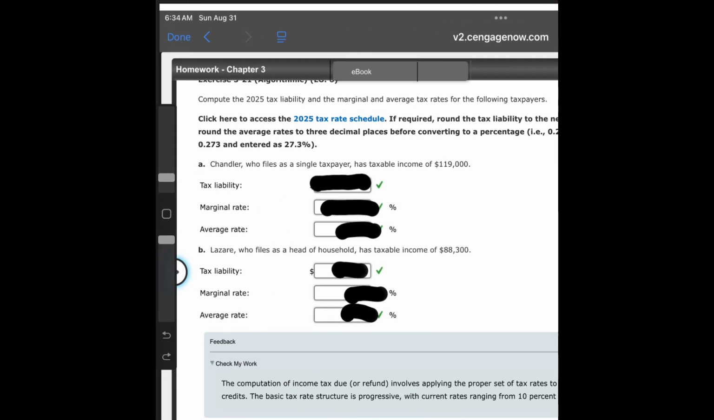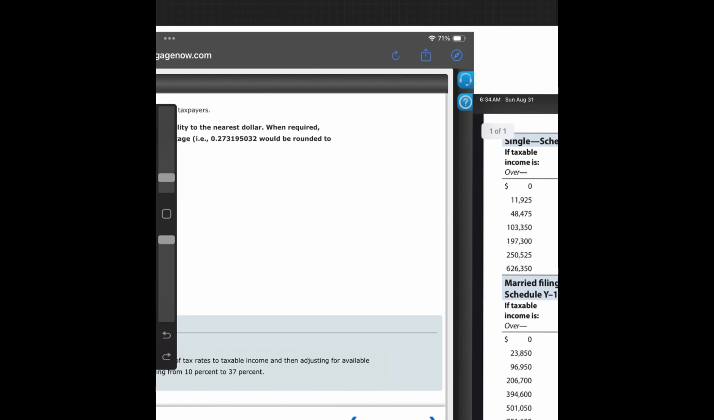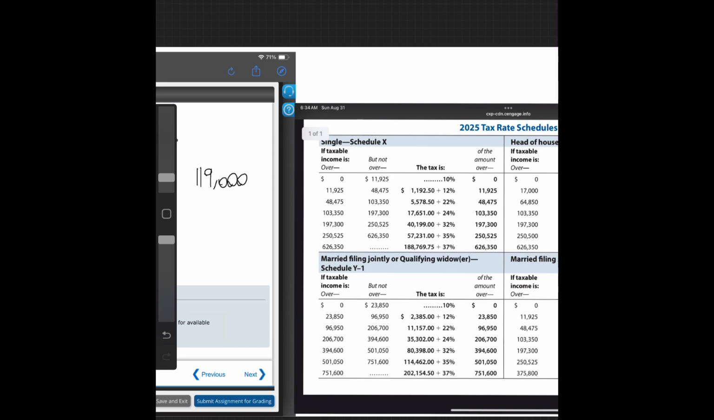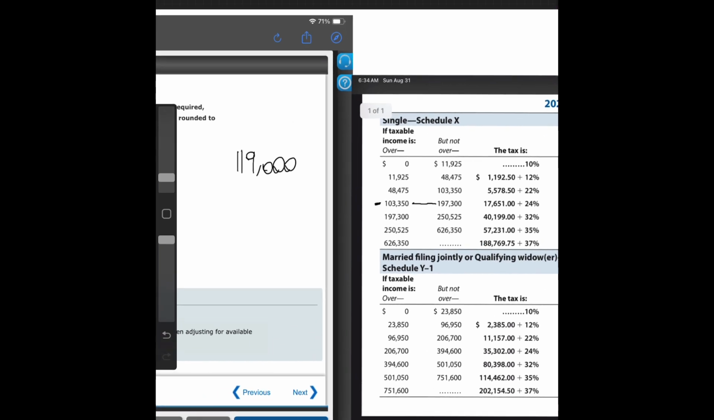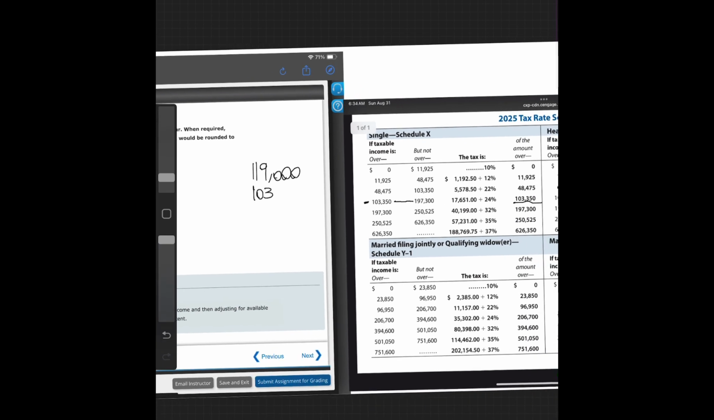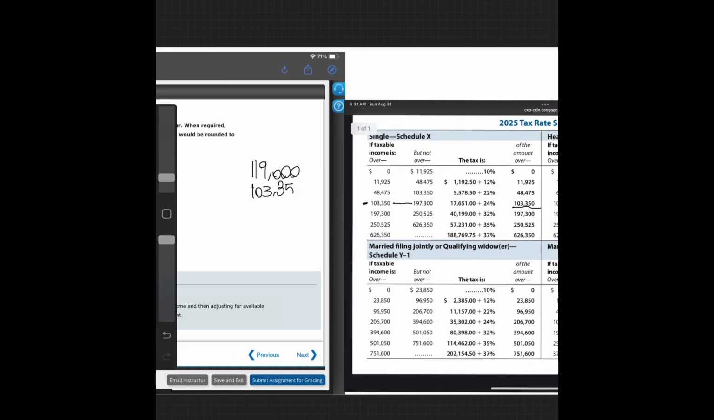Chandler, he's a single taxpayer. He has an income of $119,000. Let's figure this out. If you're at $119,000, you will be right here. Taxable income is 119. So what we do is we take 119, and we have to get the amount between these two, so 103,350. And that will give us a result of 15,650.